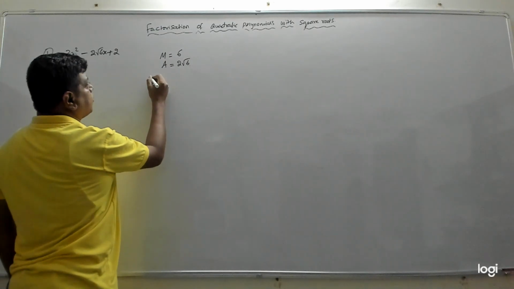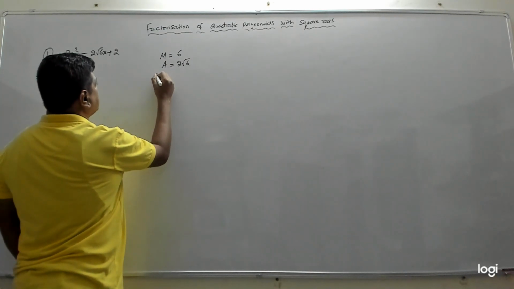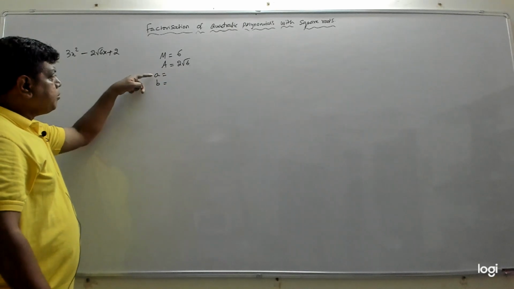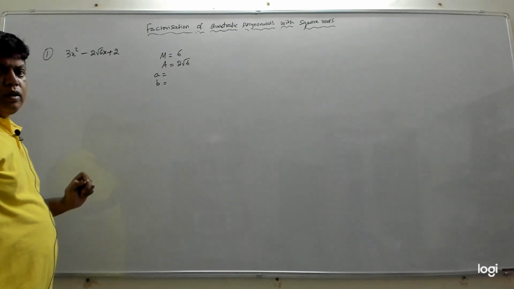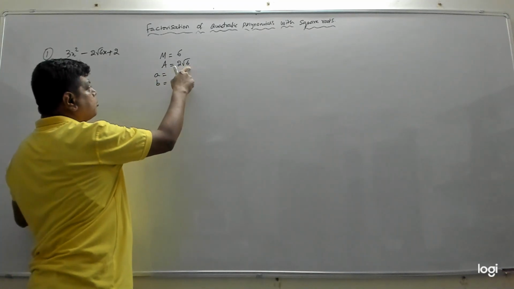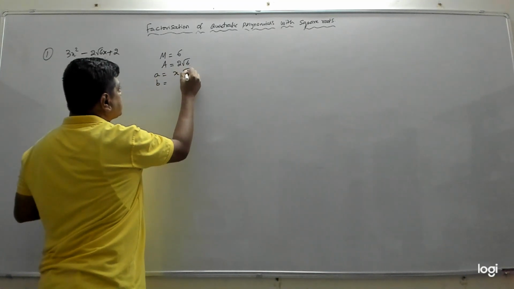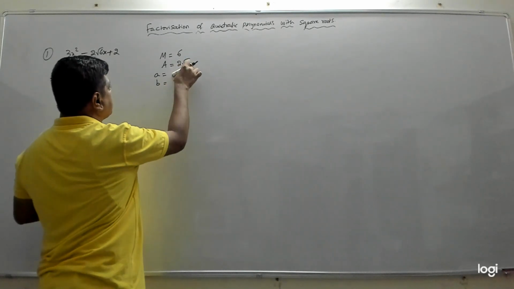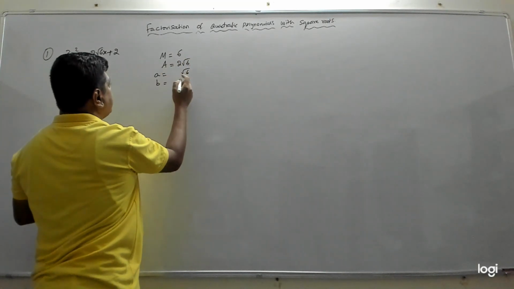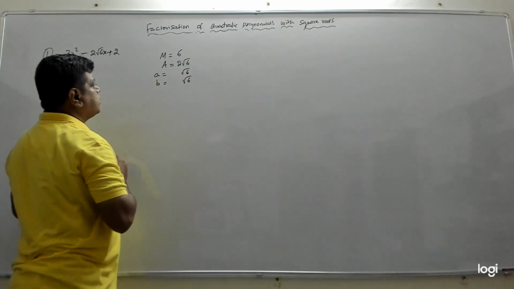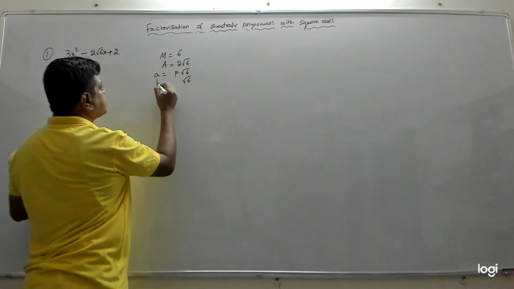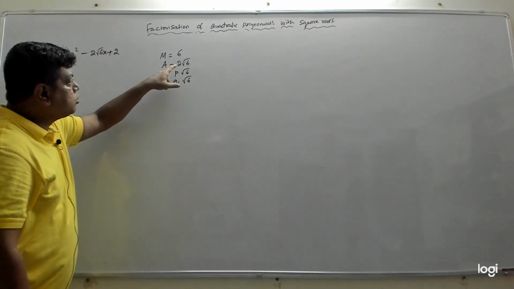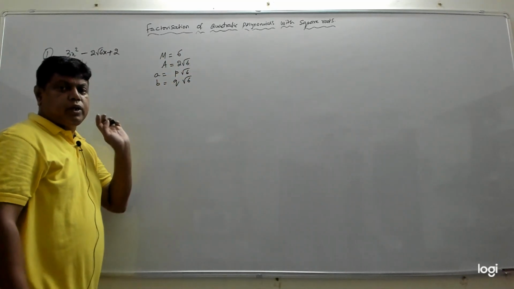Those two numbers will be a and b. When you add the two numbers, we should get 2 root 6. The same two numbers, if you multiply a into b, you should get 6. Now when we add a and b, we should get 2 root 6, which means a should be some number into root 6. I'll use the variables p and q. So a will be some number p into root 6 and b will be q into root 6. Only then, when you add p root 6 plus q root 6, will you get 2 root 6. Now we should find what p and q are.